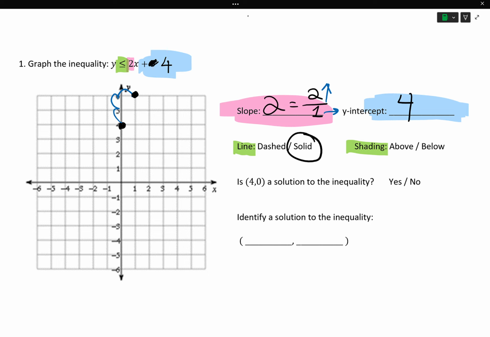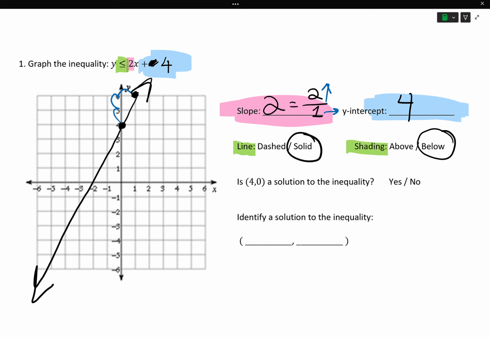When we're graphing the inequalities, you do want to make sure your line goes all the way through your graph. Okay, you do not want it to just end short. We need it to go through the whole graph. Okay, next, above or below. We have a less than symbol because it's pointing towards the y. That means we're shading below.